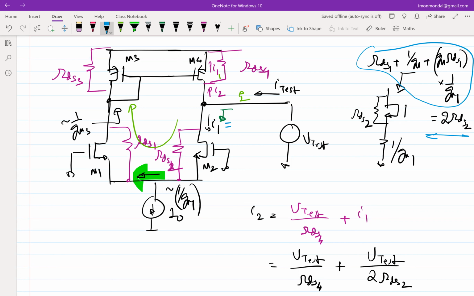Looking into the source of M1? Yeah, so you're looking into the source of M1. That is approximately equal to 1 over GM. You have other terms, but that is a dominant term. Yeah, so they will go off, right? Almost. So that is approximately 1 over GM1. So you just pick the winner and go ahead with it.